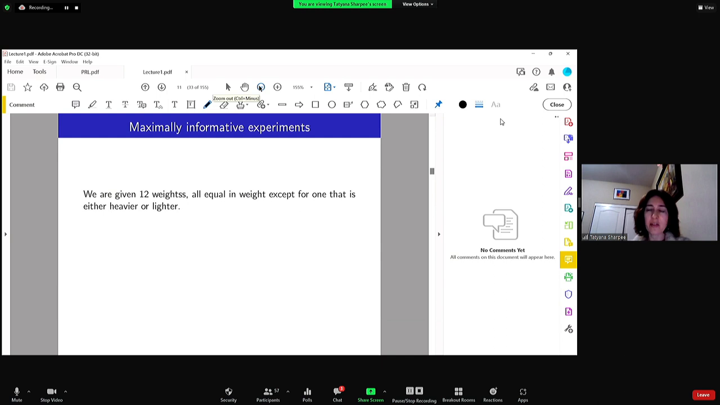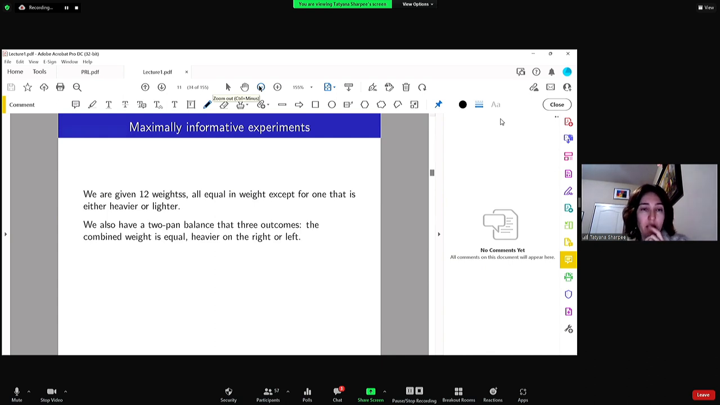So then another example of maximally informative experiments, and it was actually proposed, it has many applications for biological systems. So one example is we are given 12 weights, all equal in weight except for one that is either heavier or lighter. So we are supposed to design a weighing scheme that will identify this weight as soon as possible with the smallest number of measurements.